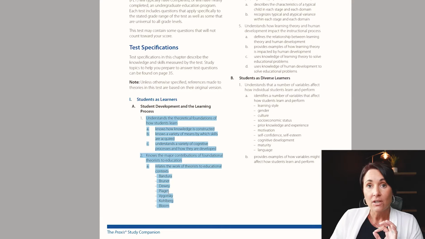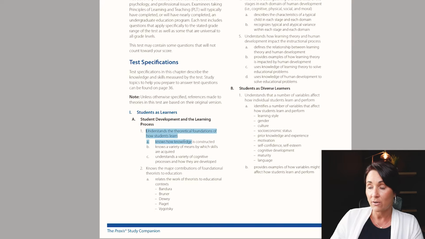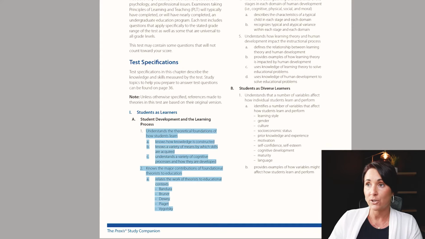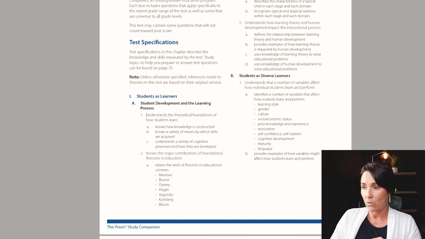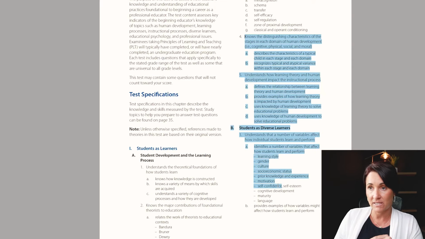Now, each study guide, each study companion for each grade level has the same thing. Look, this one is for the pre-K 3, early childhood. This one, same thing, understands theoretical foundations all the way down. You've got your theorists here. This is for elementary. I believe this one is the high school one. They all have the same exact test specifications.